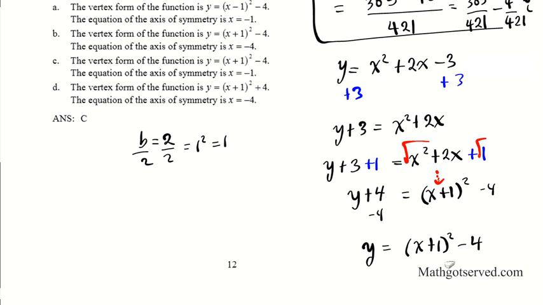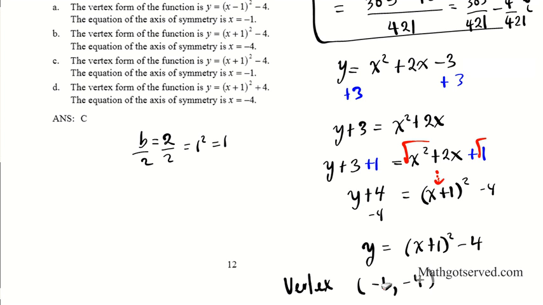Okay? Alright, so let's take a look at this. Also, the equation of the axis of symmetry is the x-coordinate of the vertex, right? So the vertex in this case is going to be (-1, -4), the opposite of the number next to x is -1, and the number at the end is -4.